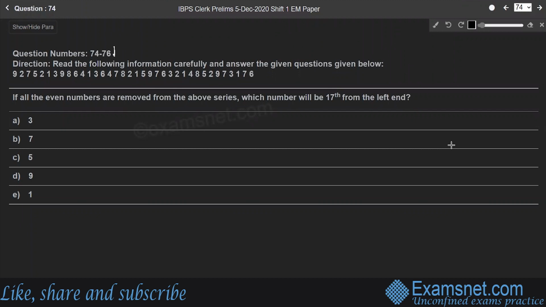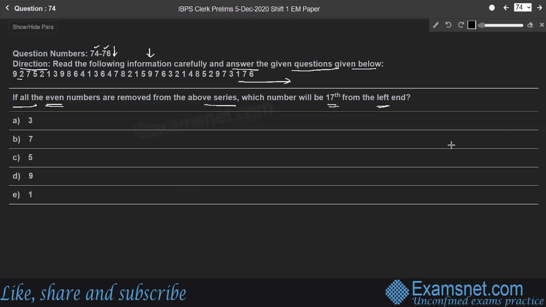Questions 74 to 76 are based on the below information. Read the following information carefully and answer the given questions. Here is a series of numbers. Question 74: if all the even numbers are removed from the above series, which number will be 17th from the left end?